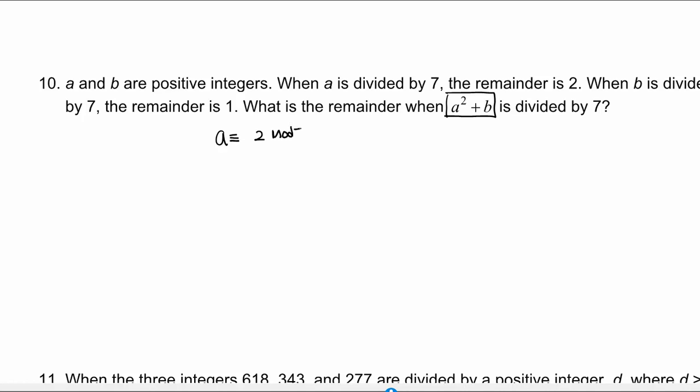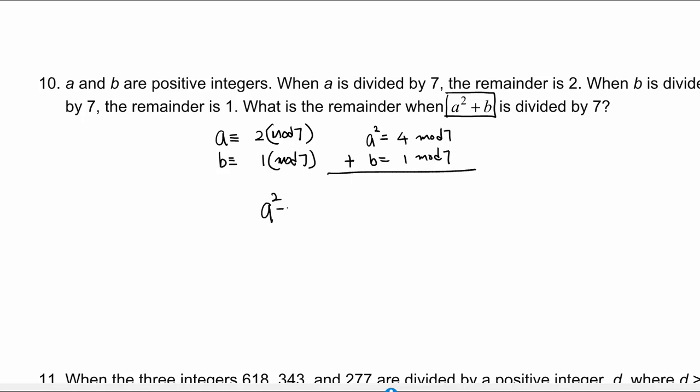So you can say it this way: a is 2 mod 7. b is what? Remainder is 1, so b is 1 mod 7. Okay, same modular system. So you can make a squared. Squared is an exponent, isn't it? a squared is how much? 2 squared is 4 mod 7. b is still 1 mod 7. Now you can use addition, right? So a squared plus b exactly equals what? 5 mod 7.